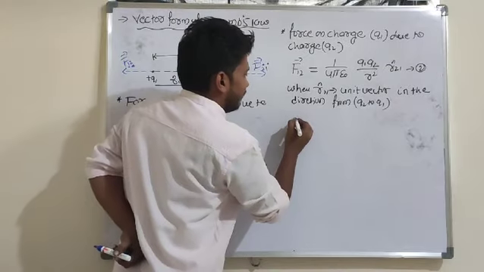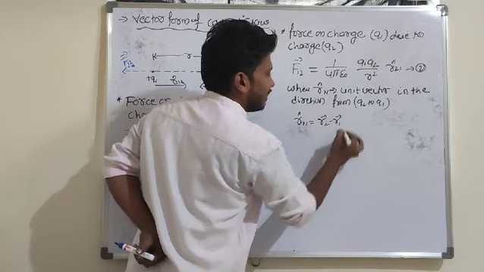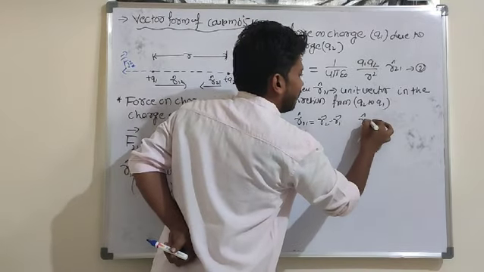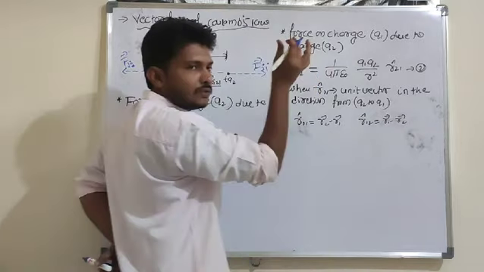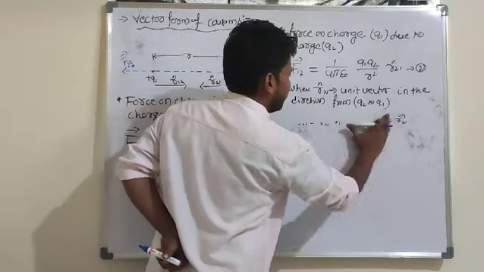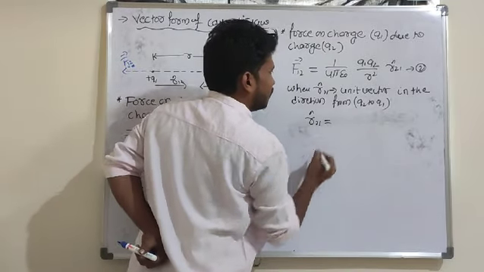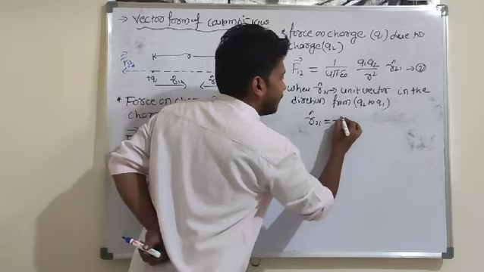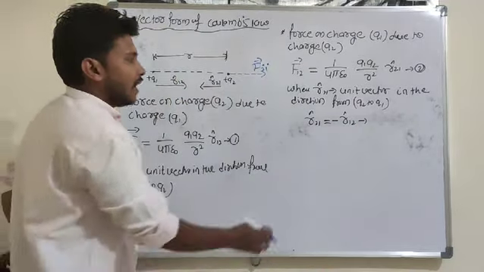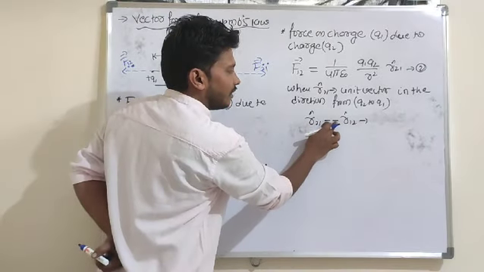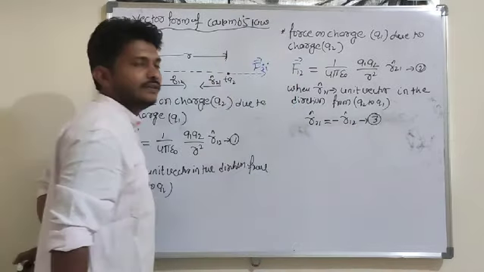Where, for example, r cap of 21 is nothing but r2 minus r1, and r cap of 12 is nothing but r1 minus r2. So shall I rearrange this equation here? Let me consider that r cap of 21 is equal to minus of r cap of 12. Is it right? So r cap of 21 is equal to minus of r cap of 12. Let me take this as equation 3 here.